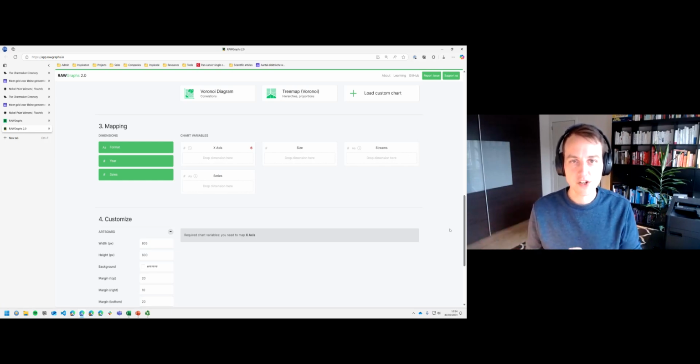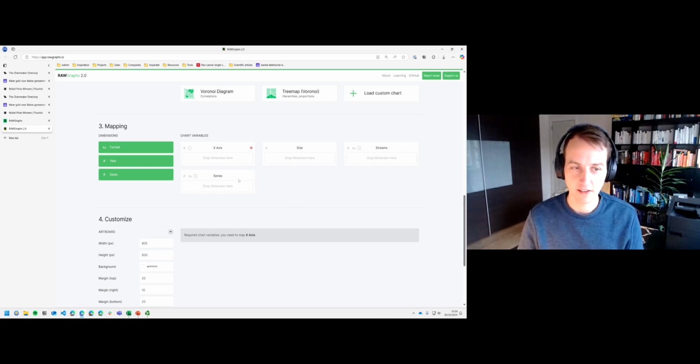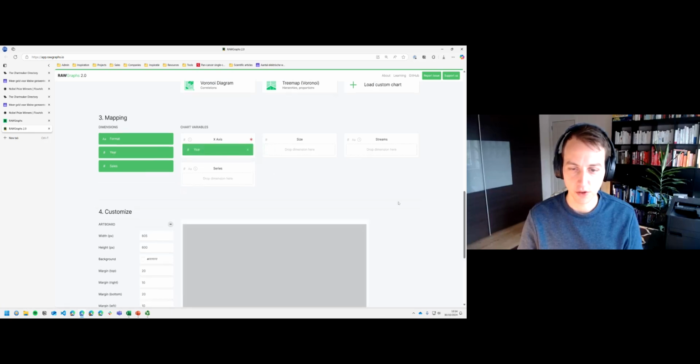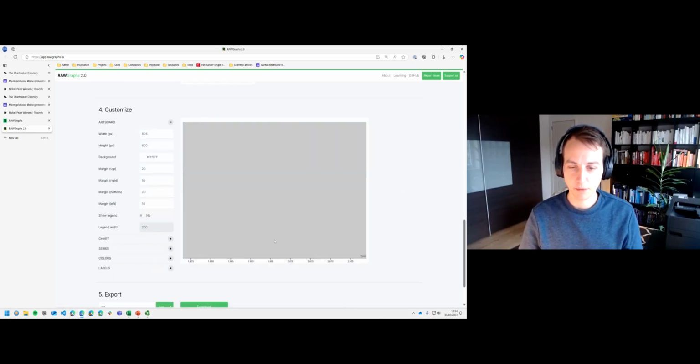This is different for each chart type, but for a stream graph or an area chart, we need to know what's on the horizontal axis, that's required, and then we can tell it what should be the size, the streams, and maybe the series. So probably on the horizontal axis, we're going to need the year. We can just drag and drop. And in step number 4, already Raw Graphs is starting to build the chart for us.